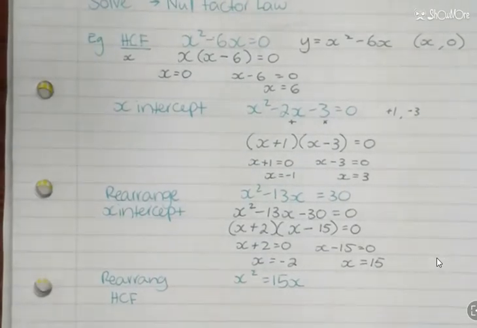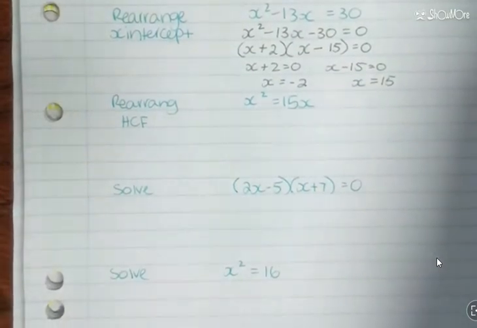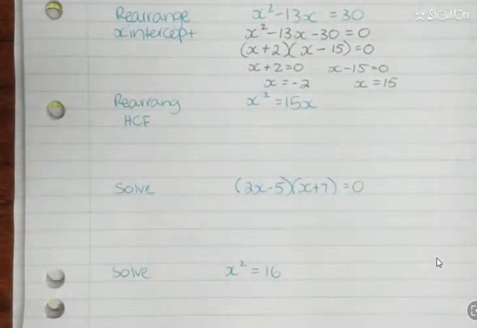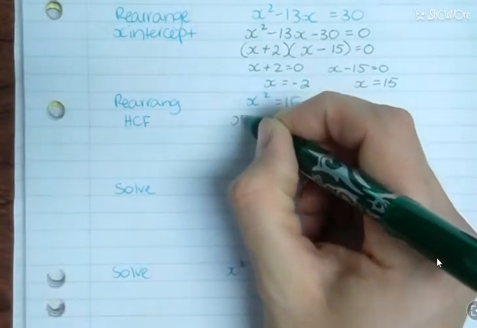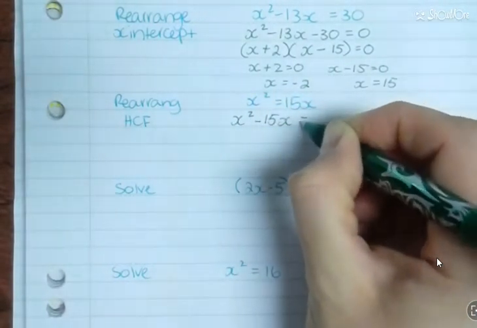Okay, next example. Like I said, there is lots of examples just to show you all the different variations that you can possibly get to jog your algebra memory. So x squared equals 15x. Well, again, I've got to rearrange this one so that it equals 0. I want to keep my x squared positive, so I'm going to move the 15x instead.